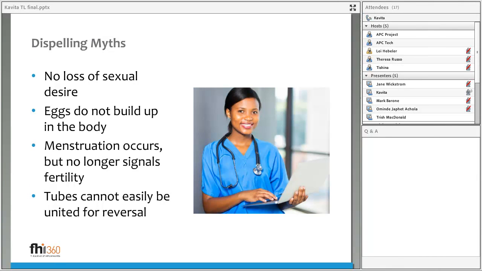It's important to counsel clients that there's no loss of sexual desire after tubal ligation. Eggs still build up in the body. People still ovulate. Menstruation still occurs normally. It just doesn't signal fertility. And it's also important to counsel that the tube cannot be easily united for reversal.